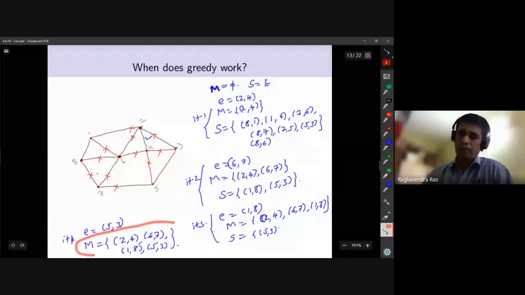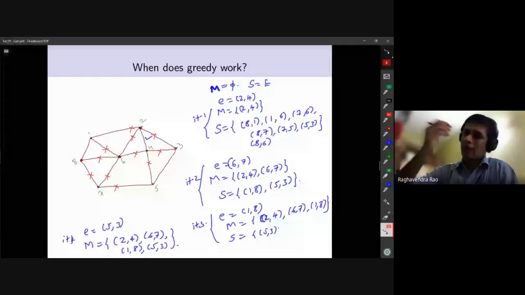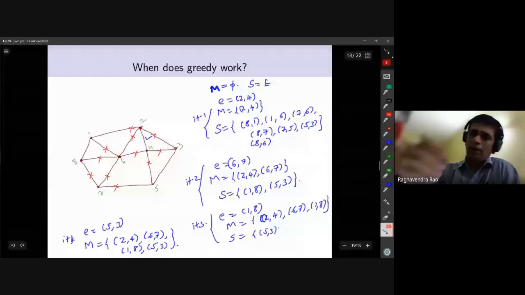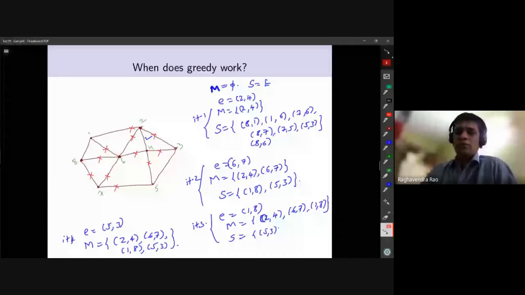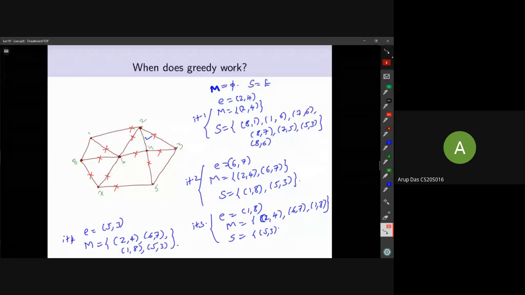What about others? What do you think? Is it because of the choices we made? Somebody suggested 2, 4. I just took 2, 4. Somebody suggested 6, 7. I took it. Then 1, 8 and 5, 3 were the only choices, so I took them. So we arrived at the solution. So then why can't we say that now greedy works fine? We got the solution. Sir, but actually the input was given by us in every iteration. The algorithm did not take the input always.